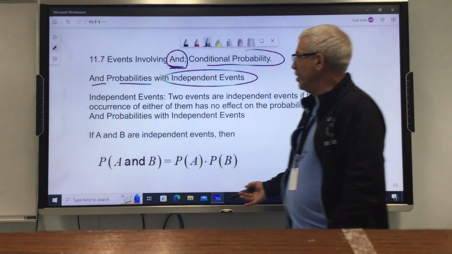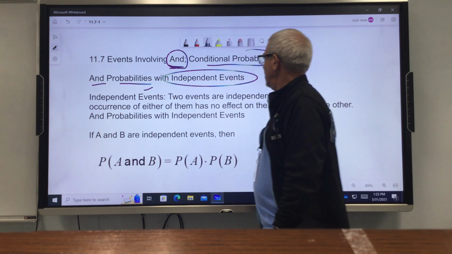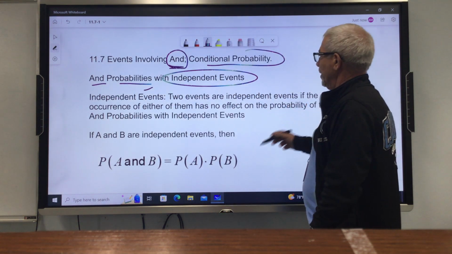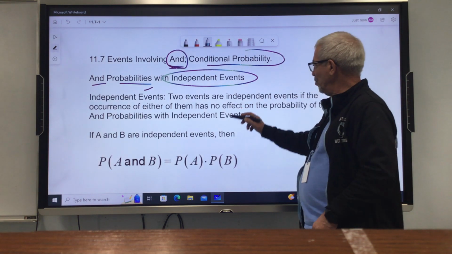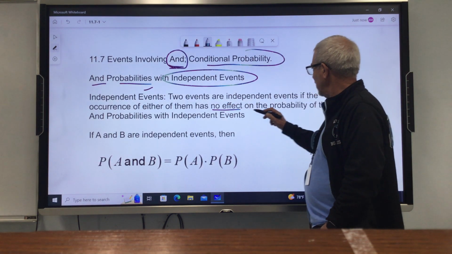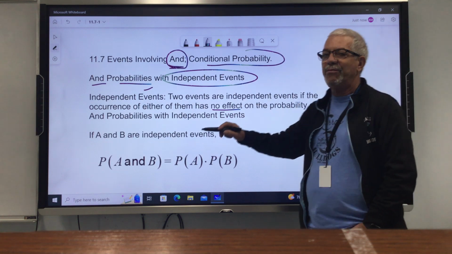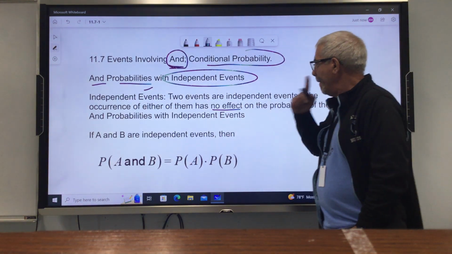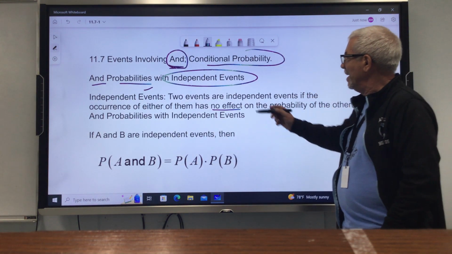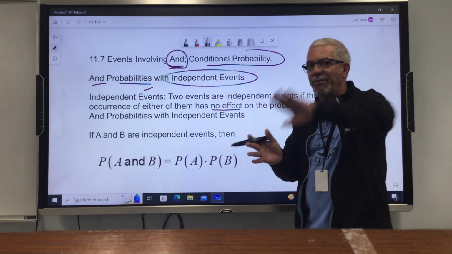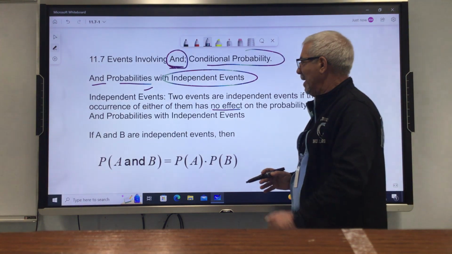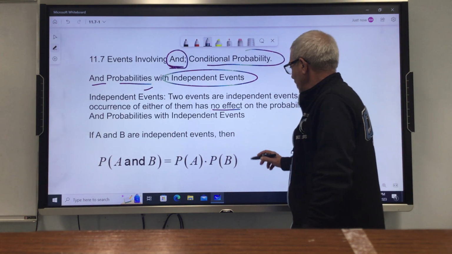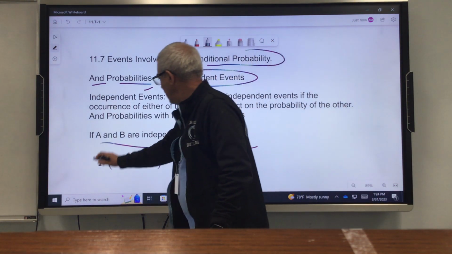The first thing that we need to know is when it's independent. Events are independent when one of them happening has no effect on the probability of the other. One is not affecting the other, and for that reason they are independent. And when they are independent, the formula is this one.